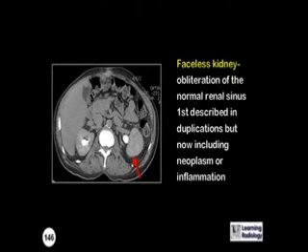What is the name of this appearance? This is a faceless kidney, representing obliteration of the normal renal sinus, first described with duplications of the kidney, but now also seen in neoplasms or inflammation.